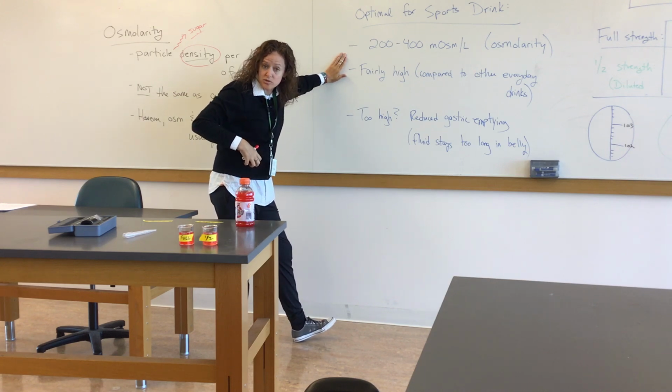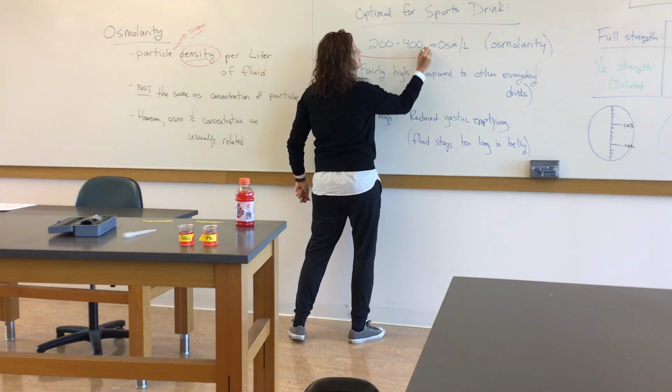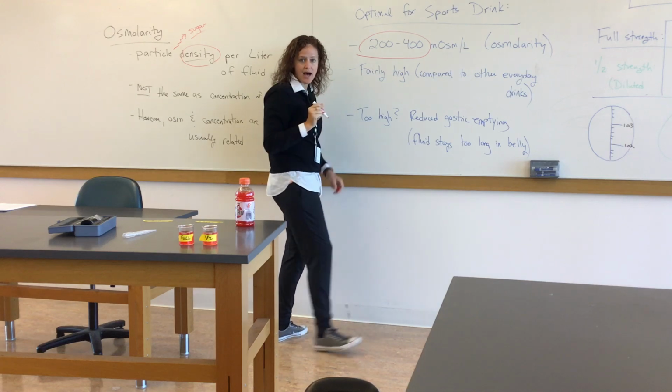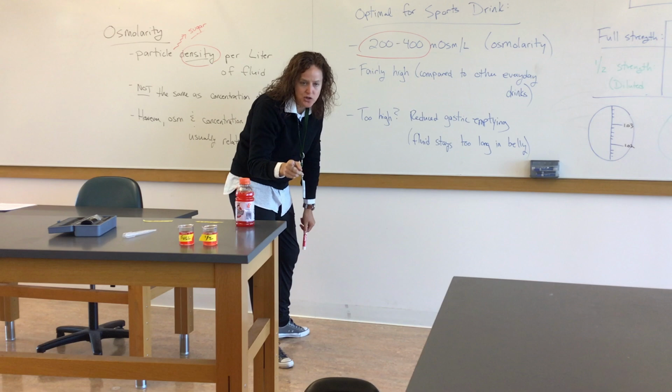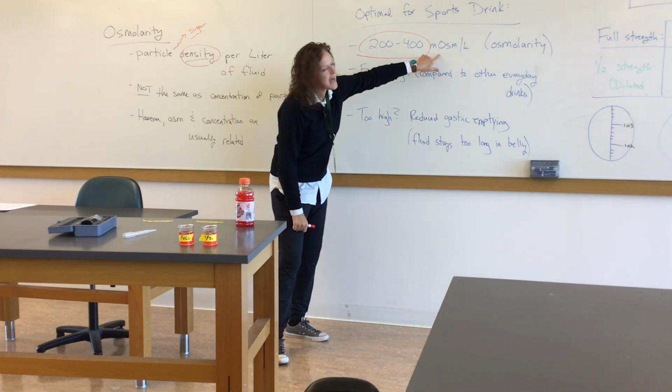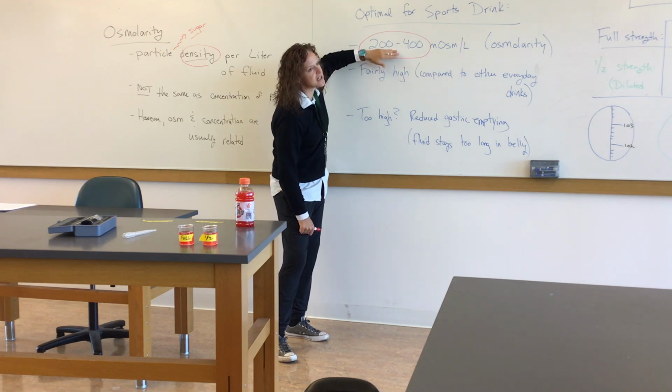Now, I just mentioned that for athletes and sports drinks, there's a range that is best for gut absorption. You need to know this range. Between 200 and 400 is the optimal range for osmolarity or density of the sugar in a sports drink. The actual unit is milliosmoles per liter. You don't need to know that, but the optimal range is 200 to 400.